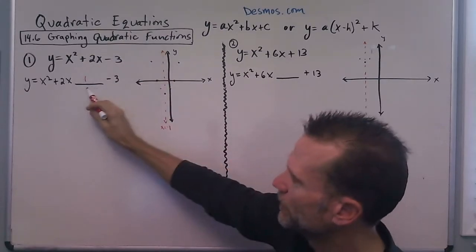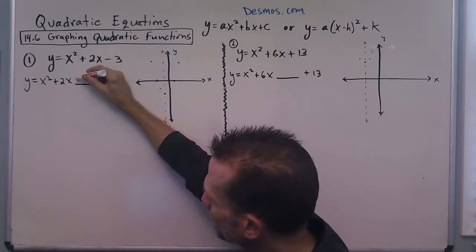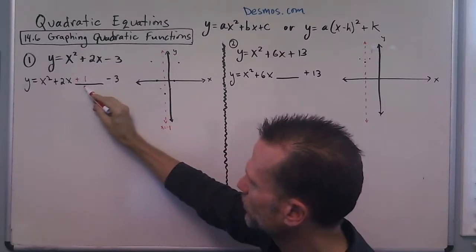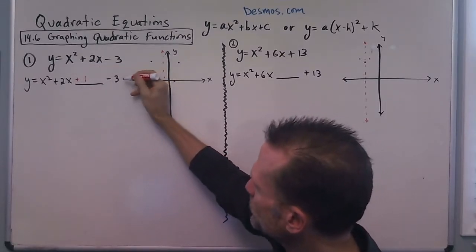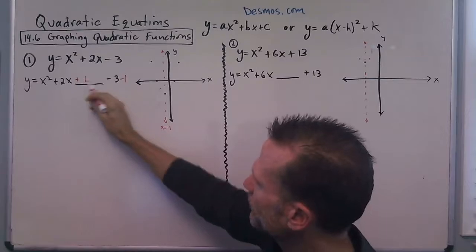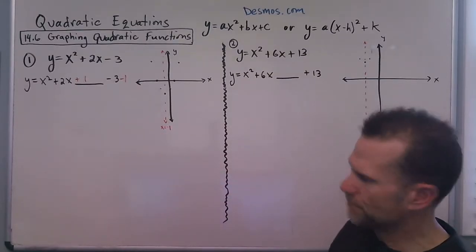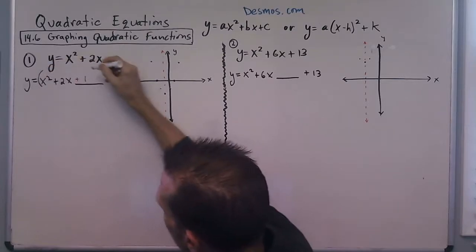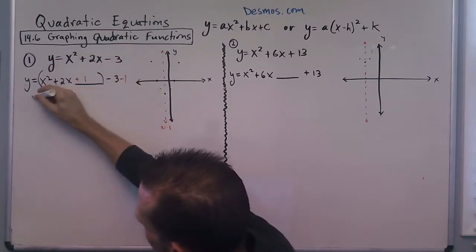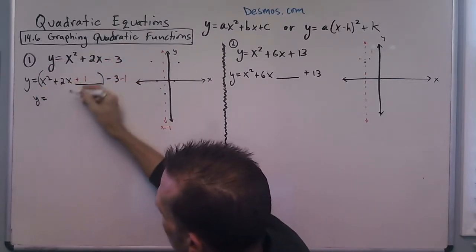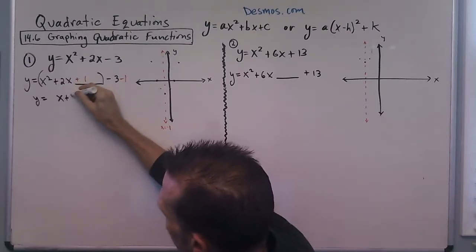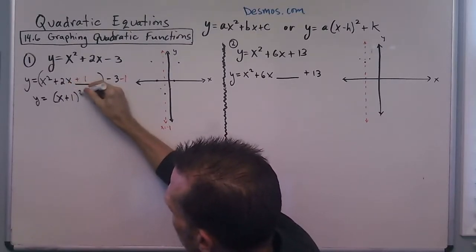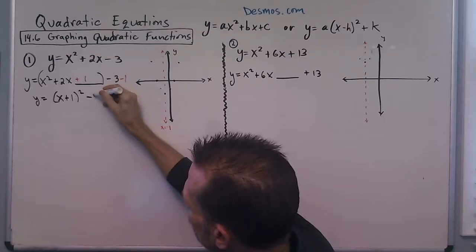Okay. Now, this is kind of new to us here. We're going to put a plus 1 here. So since I put a plus 1 here, I'm going to put a minus 1 here, so the net value of that is 0. And at this point, this piece right here is factorable. So I get y equals x plus 1, quantity squared. And then here I get minus 4.